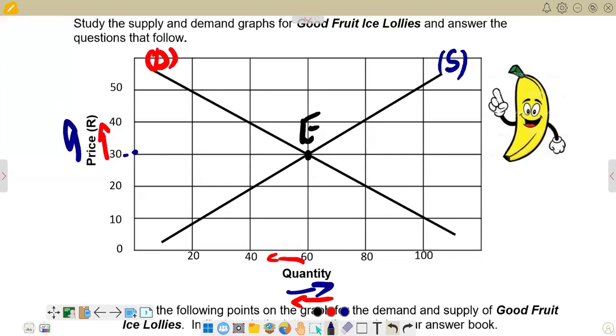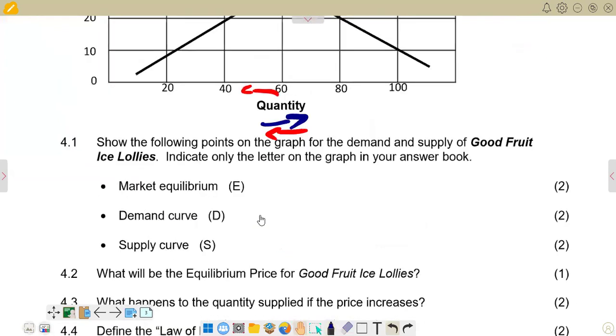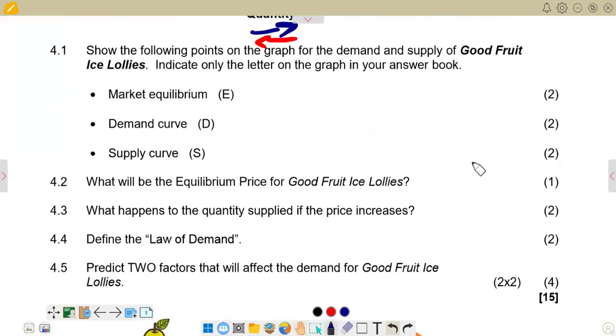So it means the answer that we have there is 30 rand. That is our equilibrium price. So here we are saying 30 rand. So we go to the next one.